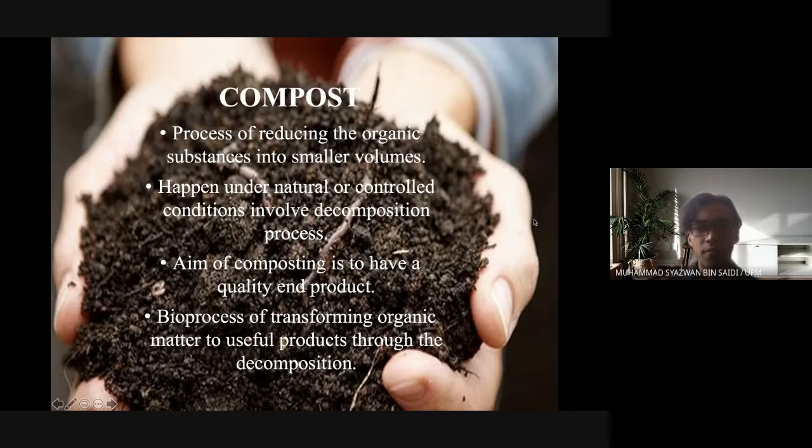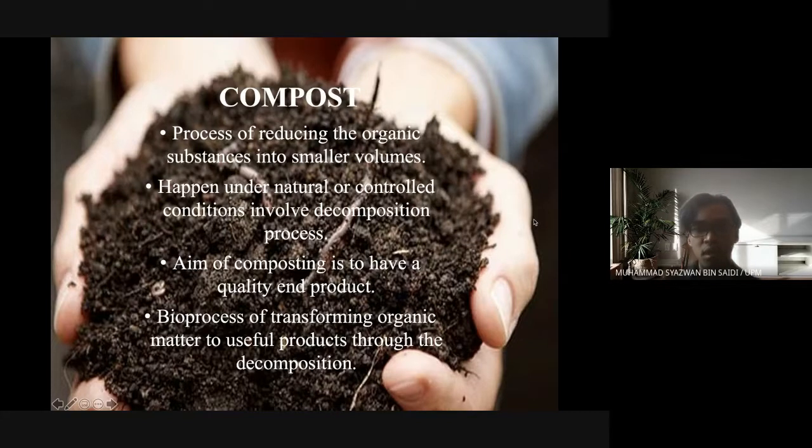The main aim of composting is to have a quality end product, and it begins as soon as the waste is generated. It is the interdependent bioprocess of transforming organic matter into useful product through the decomposition of organic matter by the action of various organisms, recycling, treatment, and disposal of waste from natural sources. In short, composting involves the bioconversion process of an organic waste substrate into a stable organic end product.